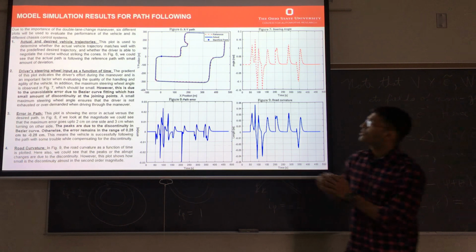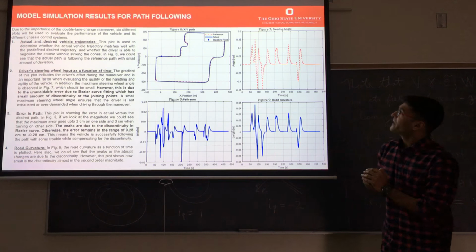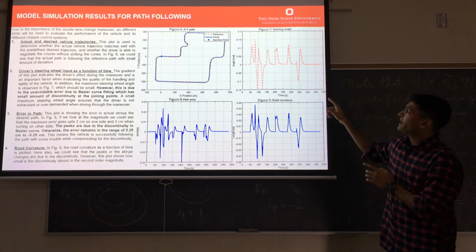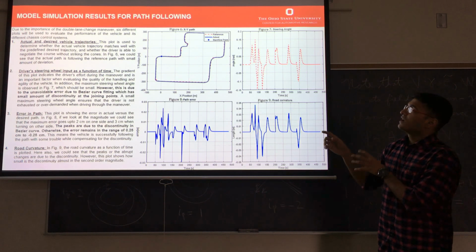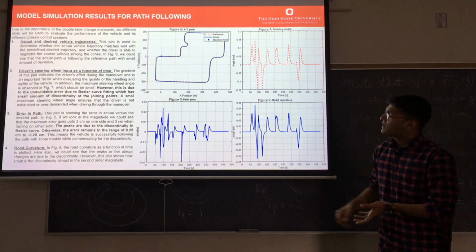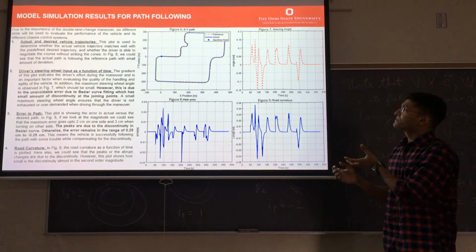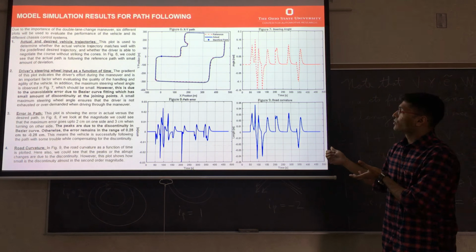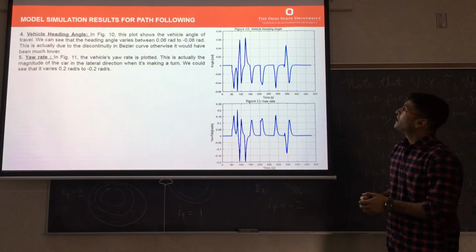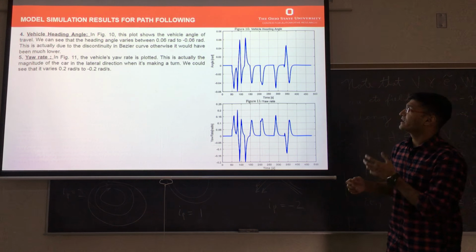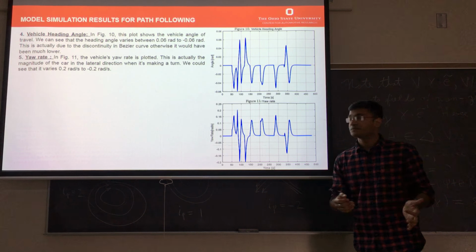You can see a blue dot in the plot, and this is the steering angle, and it's actually showing how the vehicle steered onto the path. This is the path error, which is the difference between the actual path and the reference path. And this is the road curvature. These two graphs are showing the vehicle heading angle and the yaw rate.